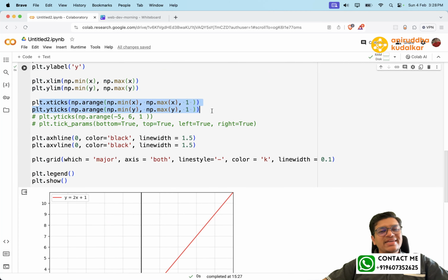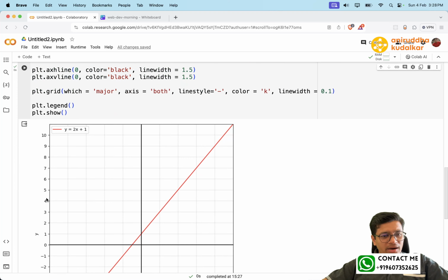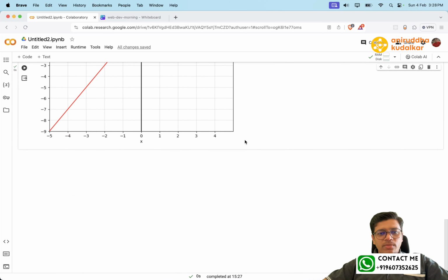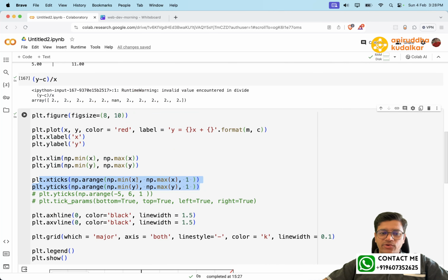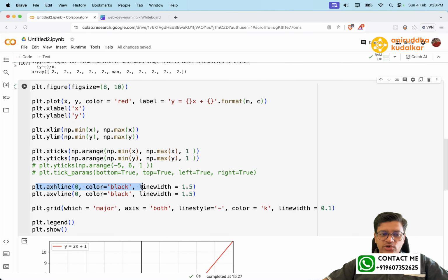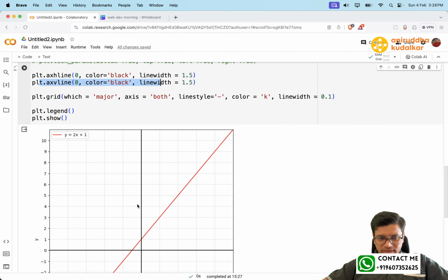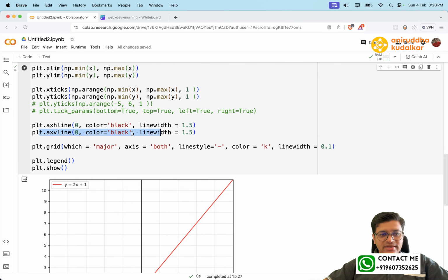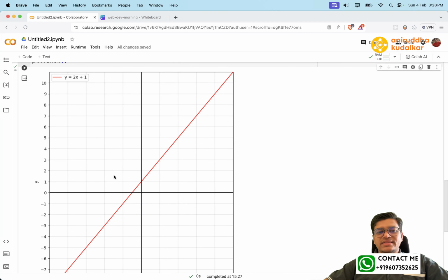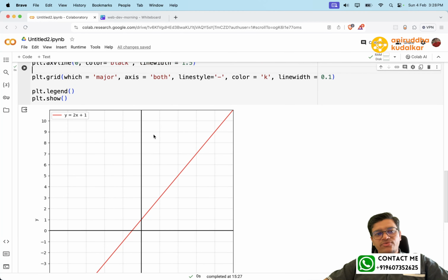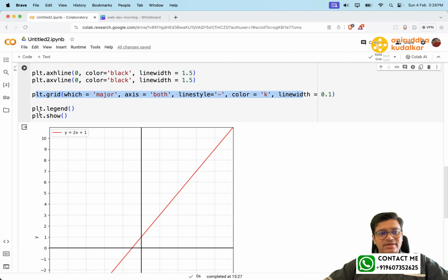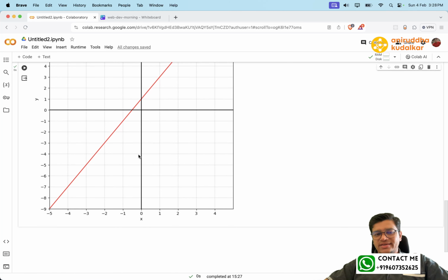Now about the ticks, where you need to mark the ticks, that part is covered by this. Then the axis horizontal line and axis vertical line. Can you see the bold axes in between that come from this line? Now the grid, just to create the graph, like a graph paper. Legend means this: can you see this red line, y equals 2x plus 1, that's the legend. And show just shows the plot.